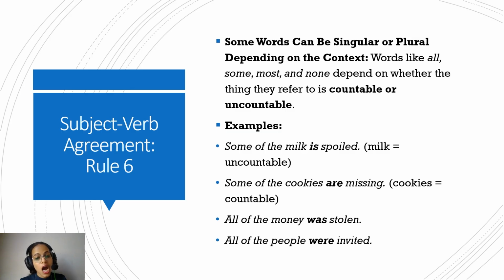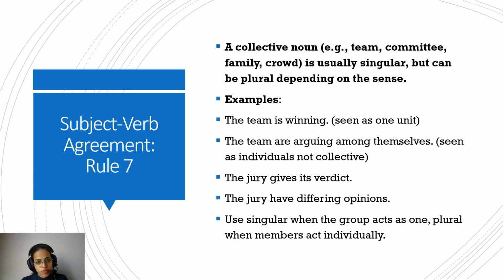Some of the cookies are missing. So some is the word that has been used, but you have to pay attention to the context, whether the subject is countable or uncountable. Cookies are countable, so we'll use the plural verb. Similarly, all of the money was stolen. Money is uncountable. While you can count the notes and the coins, the money as a whole is uncountable. So, all of the money was stolen. All the people were invited. Okay, I hope this is clear. Rule 7, collective noun.